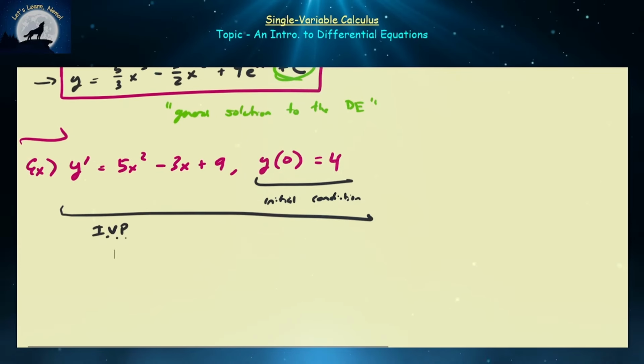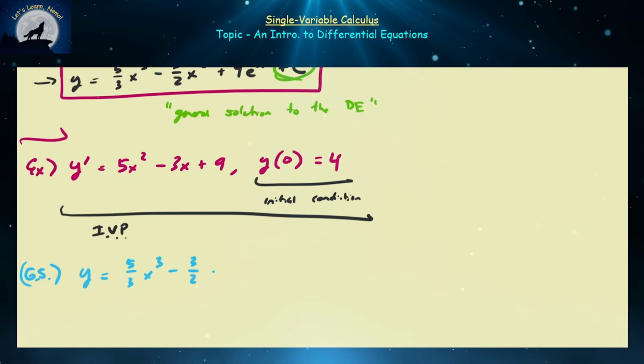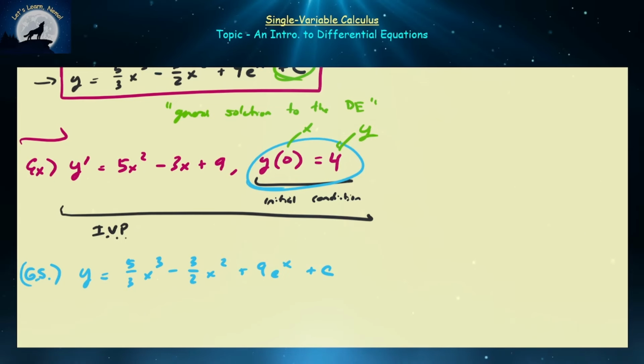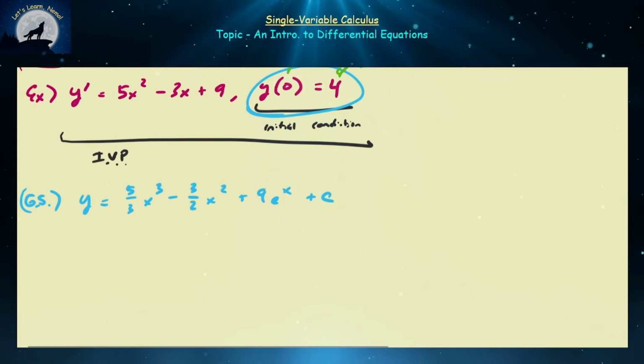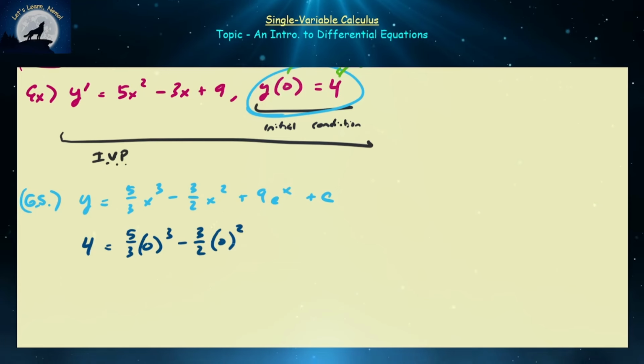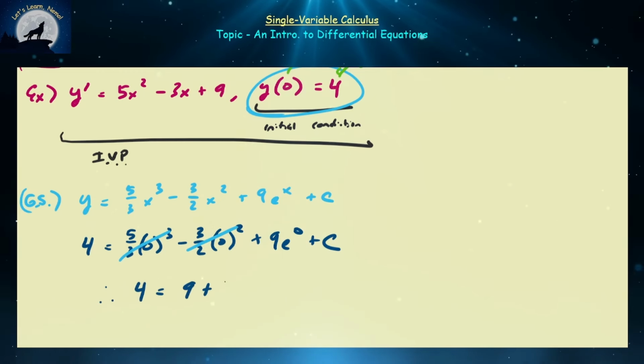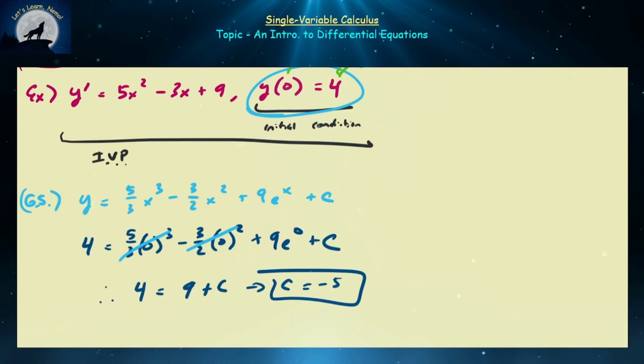So how would you find the particular solution to a differential equation given an initial condition? Well, first we find the general solution. The general solution for this differential equation was y equals 5/3 x cubed minus 3/2 x squared plus 9e to the x plus c. And then we use our initial condition to figure out what c would be. So this is equal to x and this is equal to y. When we substitute y for 4 and x to be 0, we have 4 is equal to 5/3 times 0 cubed minus 3/2 times 0 squared plus 9e to the 0 plus c. Obviously those terms will vanish, and e to the power of 0 is equal to 1. So I have 4 is equal to 9 plus c, forcing c to be equal to negative 5.